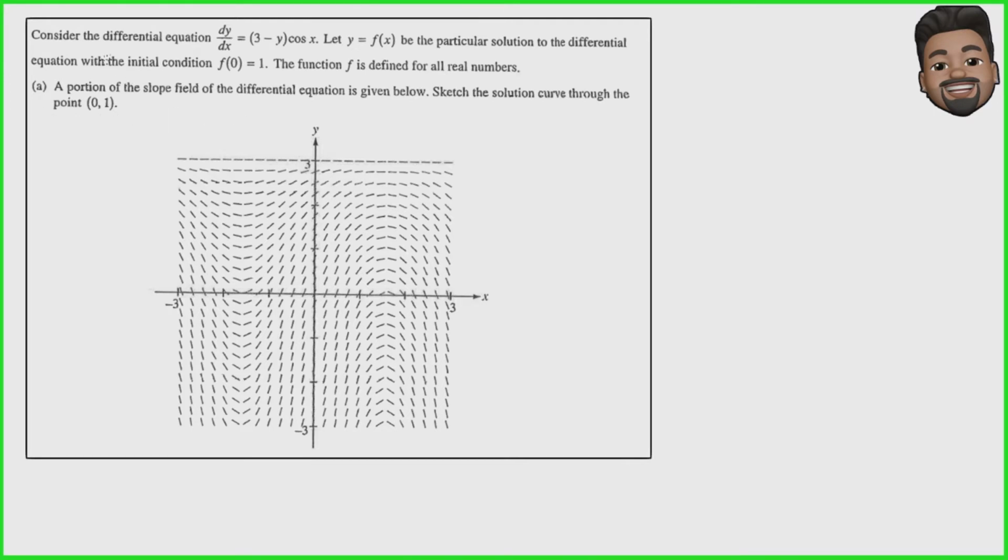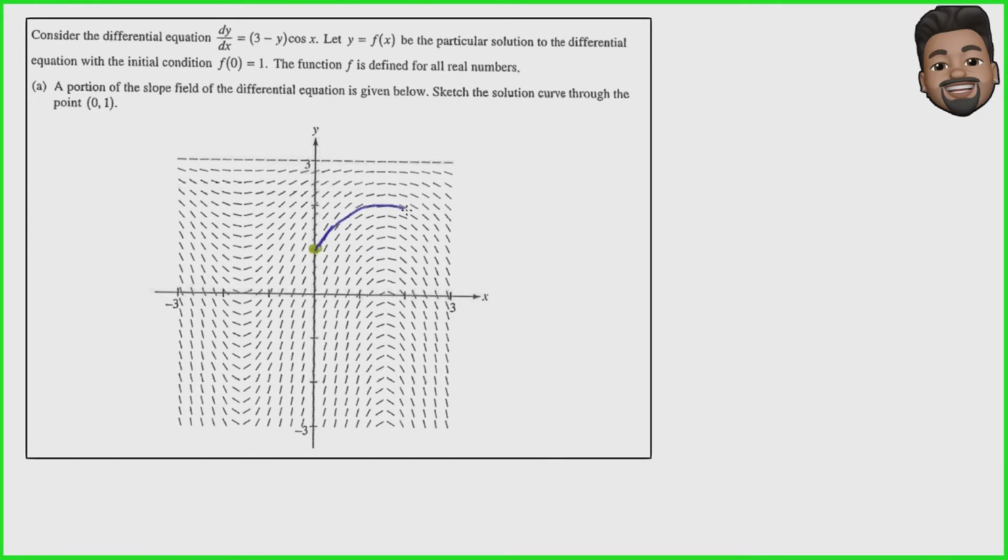So if you look here, consider the differential equation. This one looks pretty challenging if you ask me. With the initial condition, it says a portion of the slope field of the differential equation is given down below. Sketch the solution curve passing through the point (0, 1). So I'm going to put a little dot right there. Well, we got to sketch the solution curve. All that means is you just follow the curve.